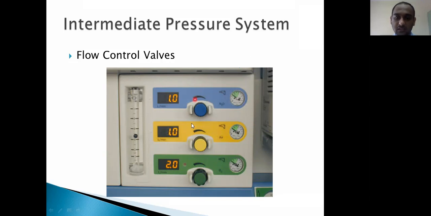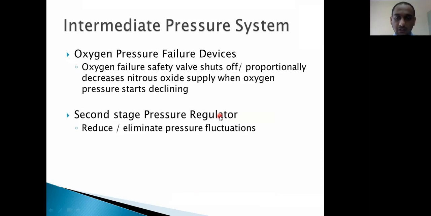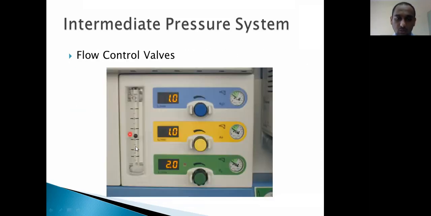So as you can see, these are the three flow control valves, and this is a flow meter that is of a common type. So all three gases combined are being shown together, additive, in this flow meter.